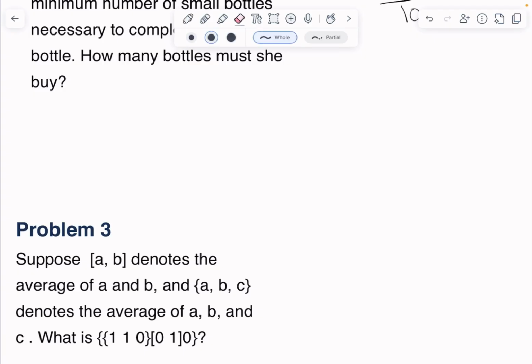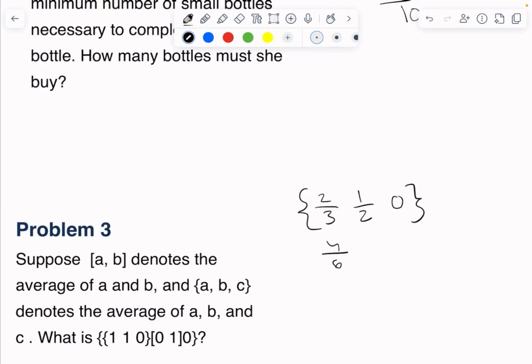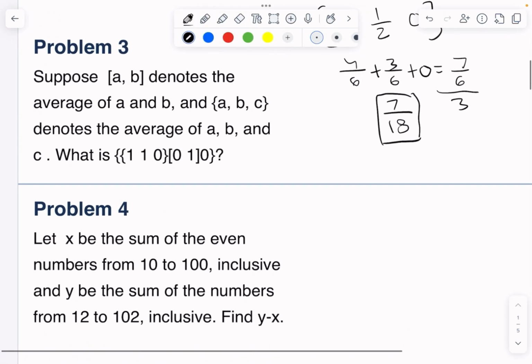Okay, so we can solve the first bracket, which is [1, 1, 0]. The average of 1, 1, 0 is 2/3. The next bracket is [0, 1], so the average of 0 and 1 is 1/2. And then the last one is 0. So you have to find the average of these three elements. 2/3 is just 4/6, plus 1/2, which is 3/6, and plus 0. So this is 7/6 divided by the three numbers that we need to divide by. So the answer is 7/18.